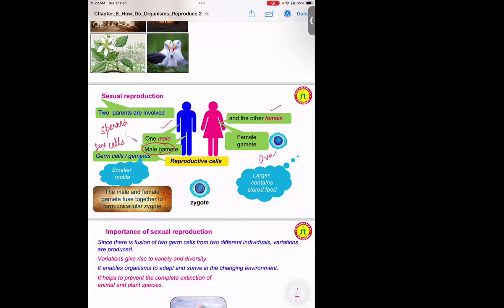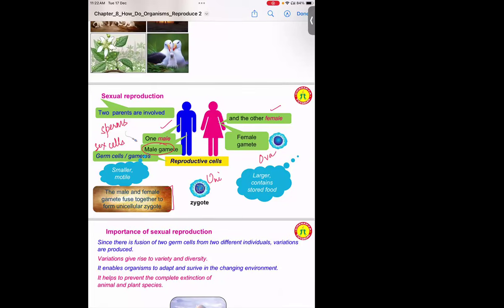So if they ask you the difference between the male gamete and the female gamete, you should write that the male gamete is the sperm and the female gamete is the ova. The male gamete is smaller and motile, whereas the female gamete is larger and immotile, and also stores food. These two gametes fuse together to form the unicellular zygote. That is how fertilization happens.